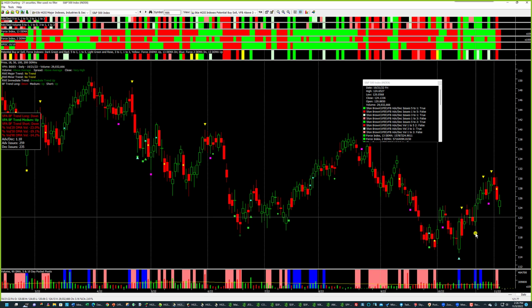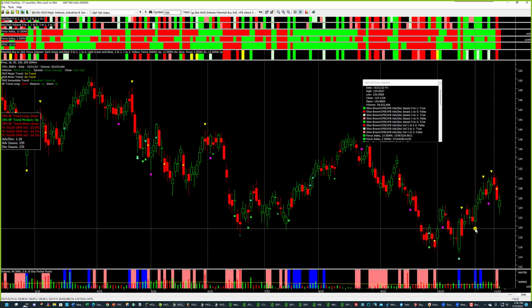Okay, there really weren't any VPA flags around here, Paul, on this index. But remember, this is an index created by HGSI, and what it does is it takes all of the stock prices and it has to calculate the highs and lows for each one. So these candles may look a little bit different. What I'll do next is go to the QQQs and take a look at it.